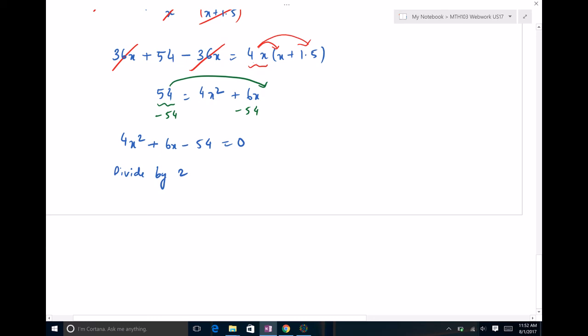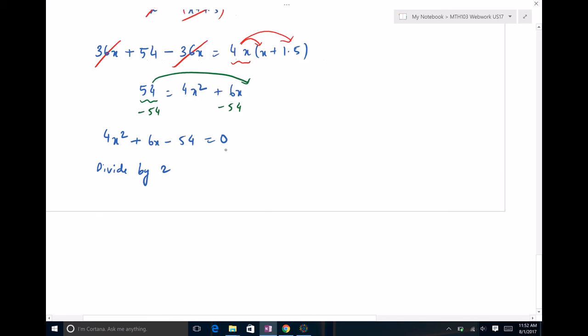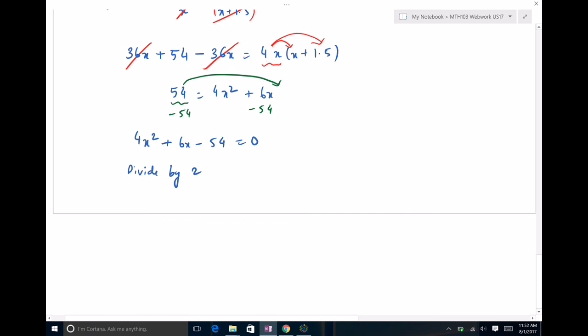Before I even start to do this, I just want to say that if you are more comfortable using the quadratic formula, you can go ahead and find the solution to this. But I'm going to solve this by grouping and factoring, because I think I should be doing this method at least once. Okay, so to group and factor, first of all, I'm going to divide the entire equation by 2. So I have 2x squared plus 3x minus 54 equals 0.